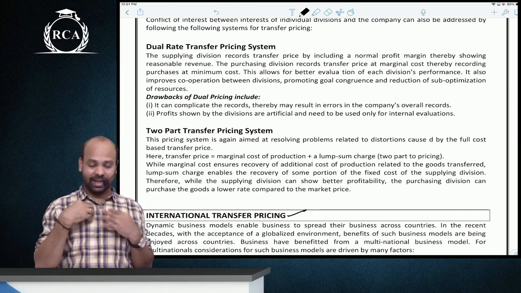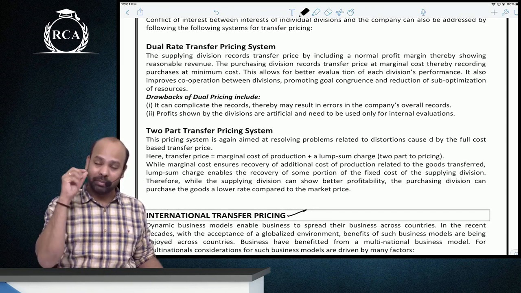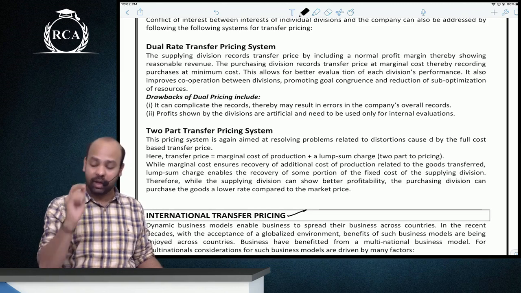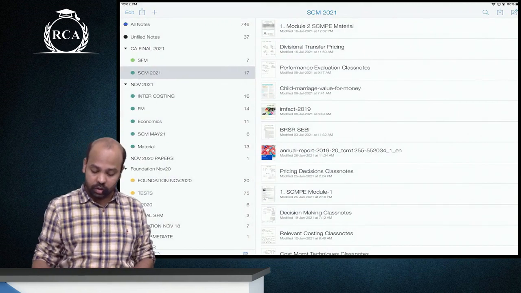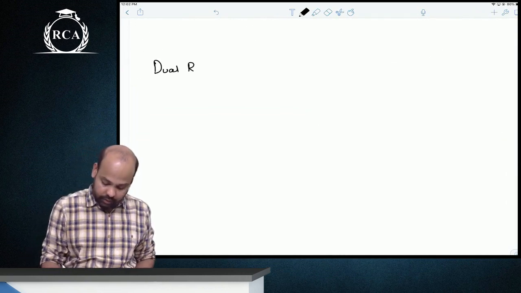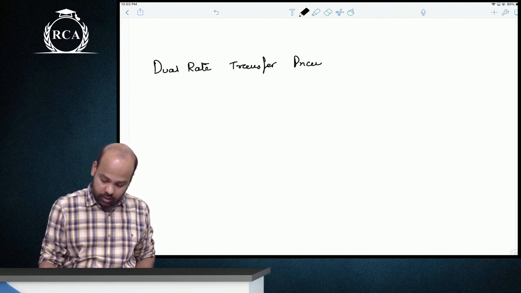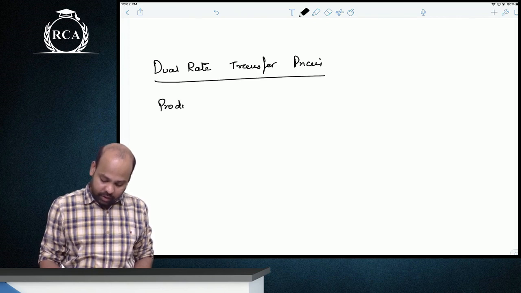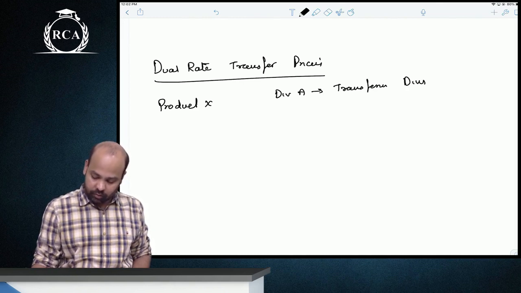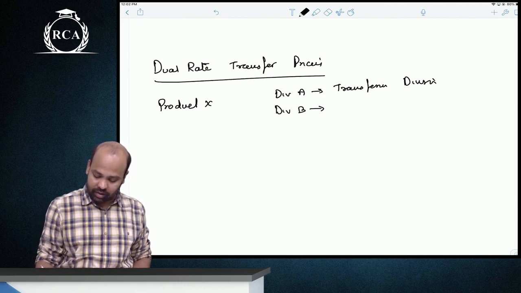Imagine that I am transferring a particular product to you. Dual rate transfer pricing. See, there is this product X. Division A is the transferring division, whereas division B is the receiving division.